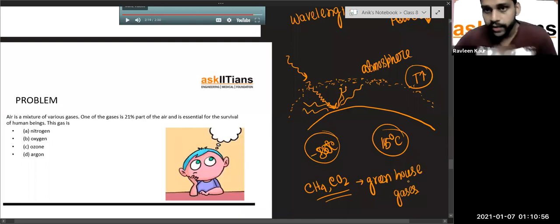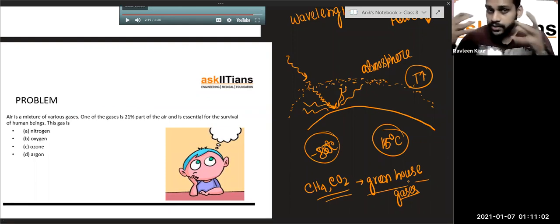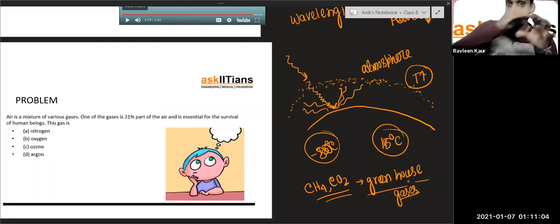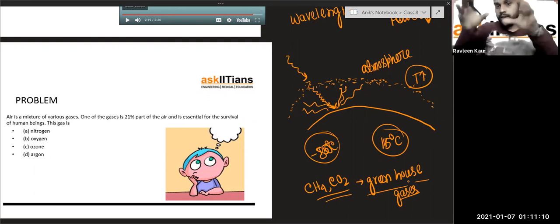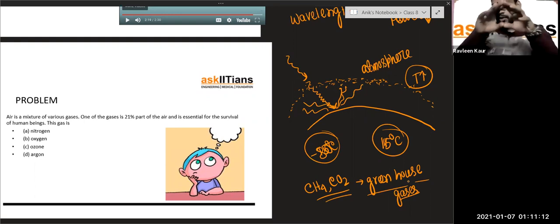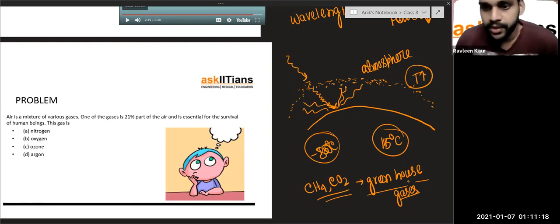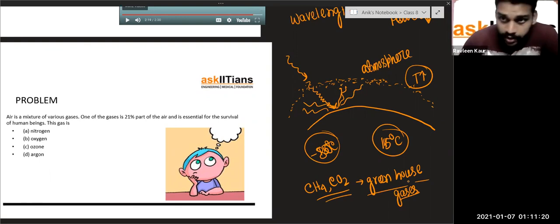They are entrapping. They are making a layer just above the atmosphere. As a result, what is happening? The temperature which is falling onto the earth is not being able to go out because in the atmosphere there are greenhouse gases. So they are entrapping the whole thing. They are not letting the temperature go out of the surface. As a result, what is happening? The earth is cooler than it should be.